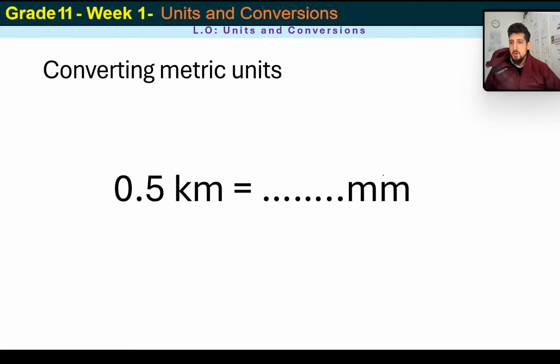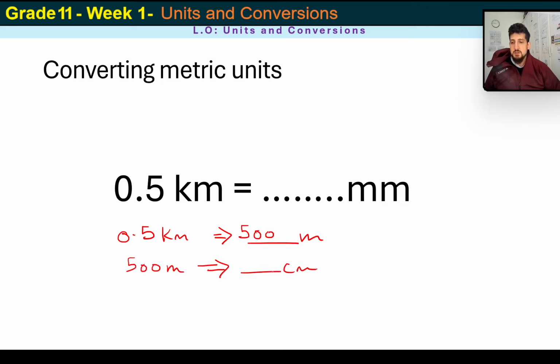Let's move on. Half a kilometer is how many millimeters? Once again, this is multiple conversions. So what I would start with is this. 0.5 kilometers to meters. And that would give me times 1,000 because kilo equals 1,000. 0.5 kilometers equals 0.5 times 1,000, which equals 500 meters. And then I will go from 500 meters to centimeters, and that will equal times 100, 500 times 100, so that will equal 50,000.